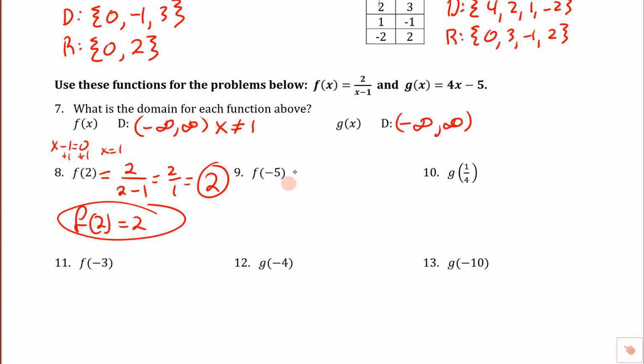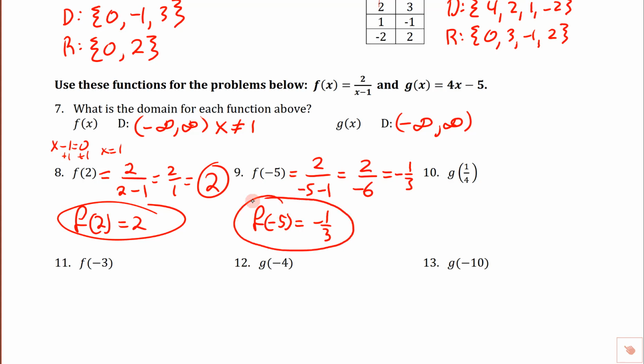Let's take a look at this next one. Again, we're dealing with the function f. So wherever there used to be an x, we're going to put a -5. So we've got a 2 on the top, and we've got a -5 minus 1. There's a 2 on the top, and this is a -6, so we can reduce that. That ends up being -1/3. 2 goes in here once, 2 goes in here 3 times. So f of -5 is equal to -1/3.